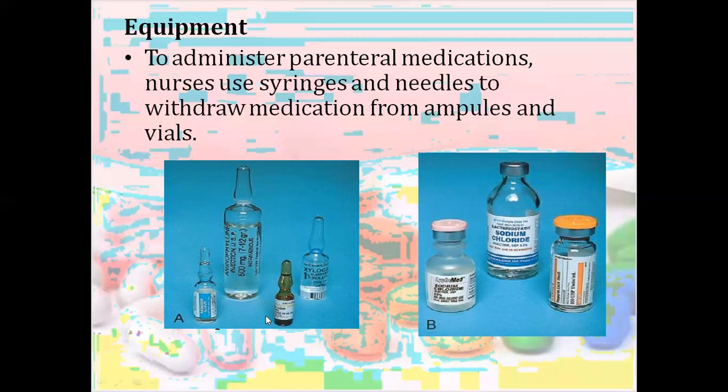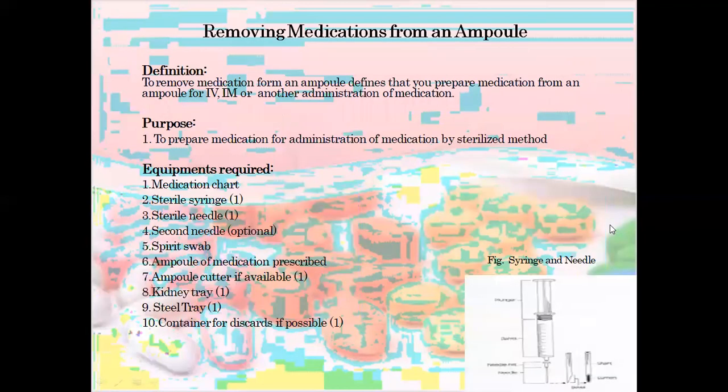So this is called an ampoule, and this is called a vial. Then this is the procedure for removing medication from an ampoule. हम ampoule से कैसे हमको medication को remove करना है? It is also a procedure, so we have to remember the things which are written in this. So the definition: to remove medication from an ampoule defines that you prepare medication from an ampoule for IV or IM or another administration of medication.